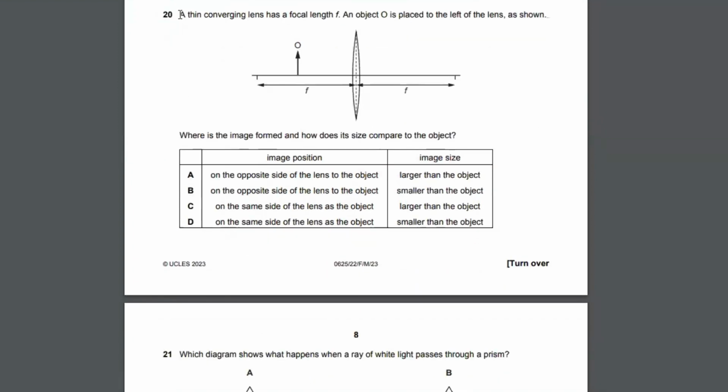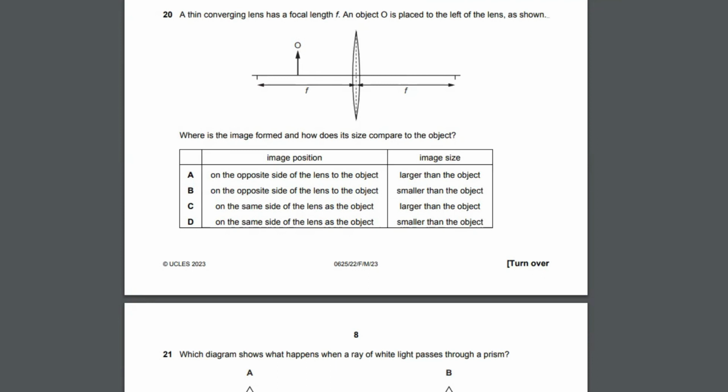Next question is, a thin converging lens has a focal length f. An object O is placed to the left of the lens. This is the object as shown. Where is the image formed and how does its size compare to the object? Now, the focal length is from here to here. That means this object is placed between the focal point and the lens. That means it will form a magnified image.